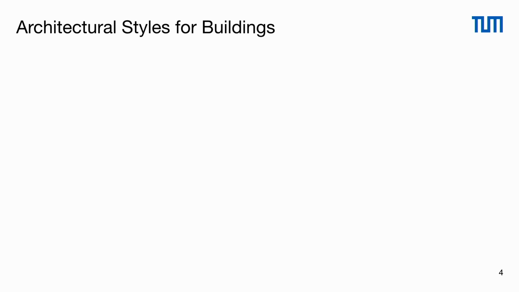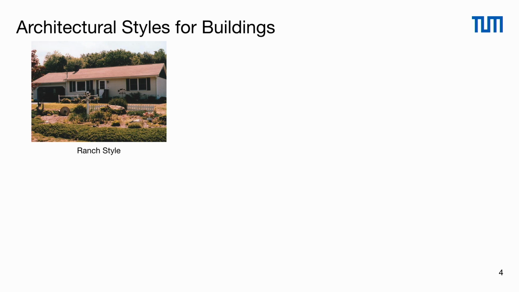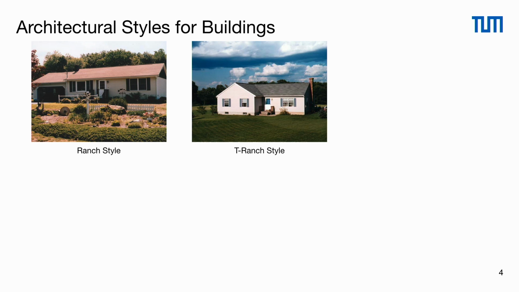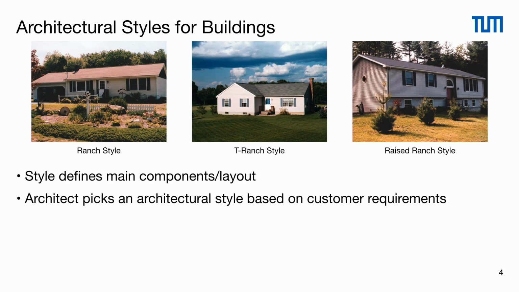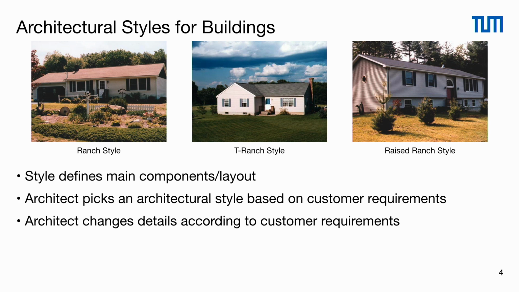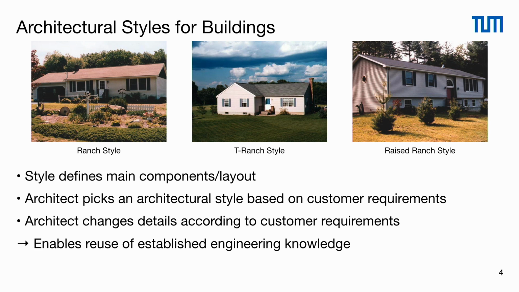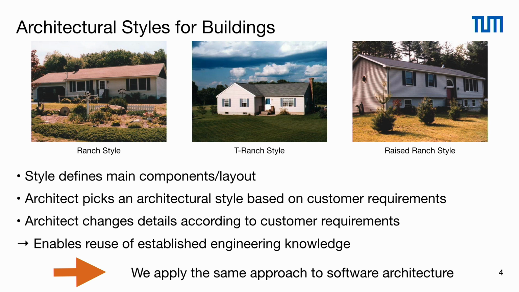We will now have a look at traditional US houses. First, there was the ranch style, basically a simple squared house. It evolved towards a T-ranch style house, and we have another extension which is the raised ranch style. So when picking a style, the main components and the layouts are defined. An architect decides which style to apply based on the requirements a customer has. He then changes the details according to the requirements of the customer. An architect therefore reuses established engineering knowledge and saves time and money. We apply this approach also for software and software architecture.